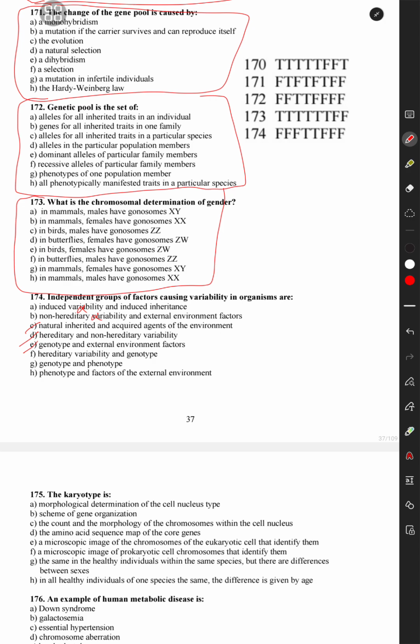74. False, false, false, true, true. Natural, inherited, and acquired agents of the environment. ये गलत wording है यार.